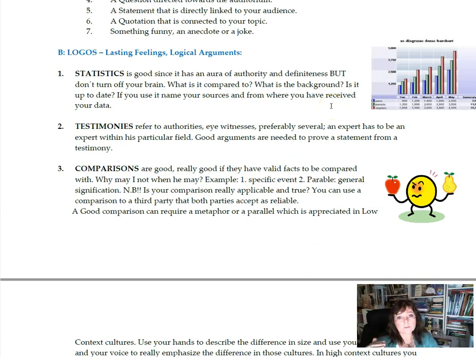Then you would come to logos. This is the middle part. Here is where you will show your competence. Because logos means lasting feelings, logical arguments. This is what they will remember when you have left or when they have read your article. What was he saying? If you use statistics, it's good, since it has an aura of authority and definitiveness. But don't turn off your brain. What is it compared to? What is the background? Is it up to date?